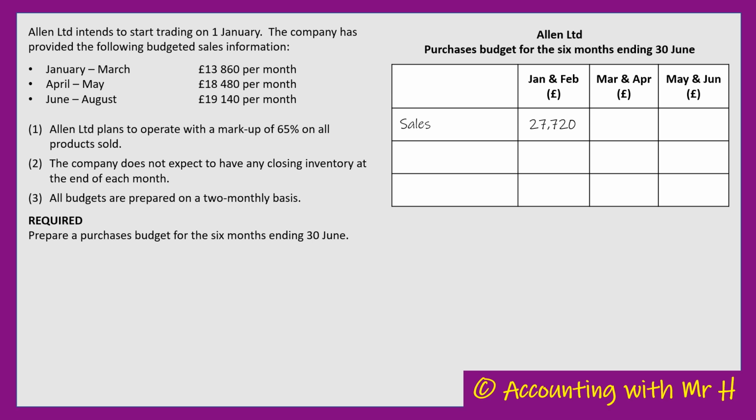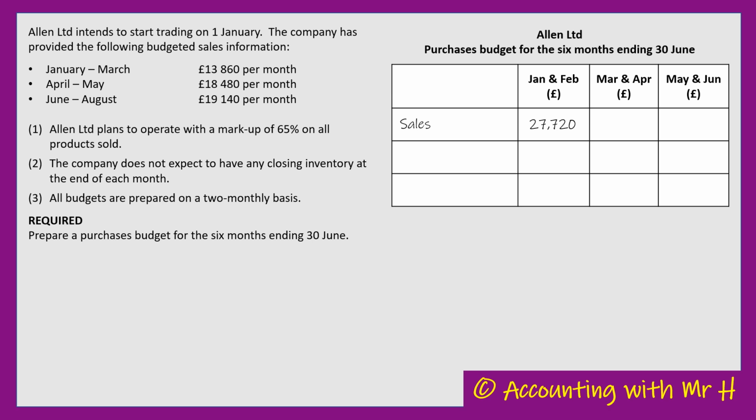Just be a little bit careful because the first bullet point has got March in. January through to March is 13,860 a month, but April is in the next bullet point, and April through May is 18,480 per month. So I need 13,860 for March plus 18,480 for April.